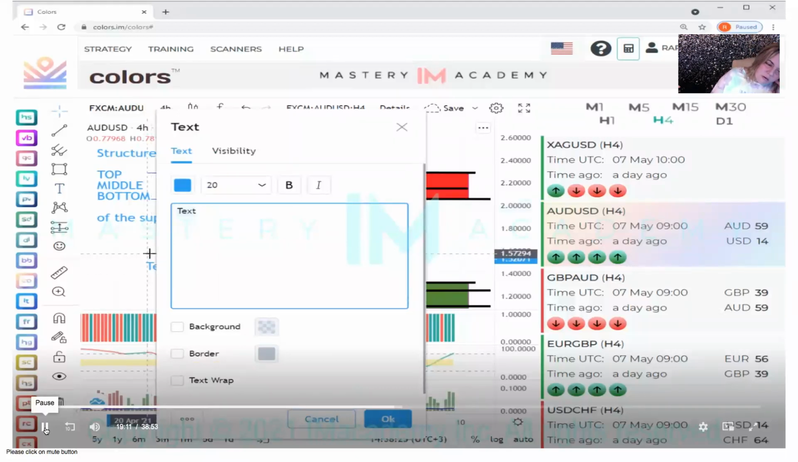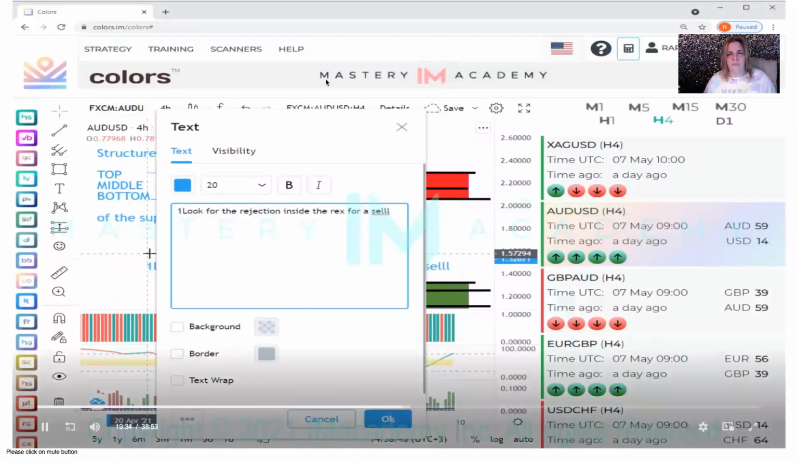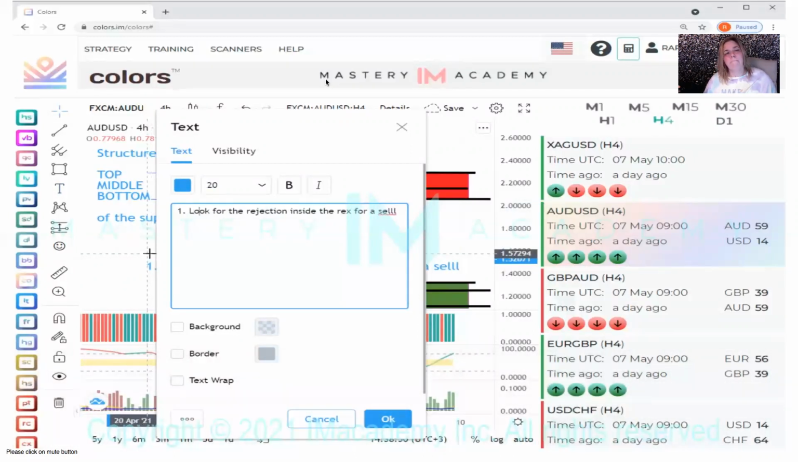We look for the rejection inside the red box for a sale. I want you to get this. This is the easiest way. Guys, I'm not going to make this hard. And there are people that are going to say, I just don't get it. No, I know you don't, because you got too many minds.